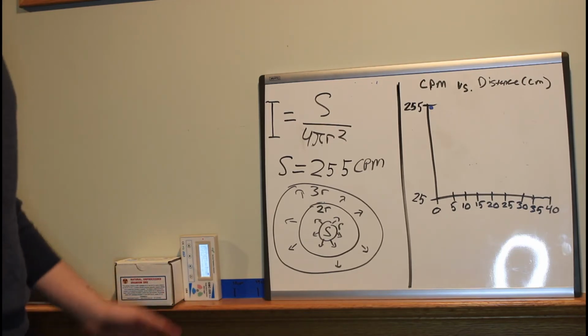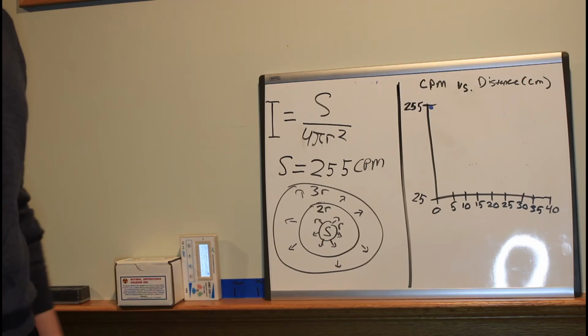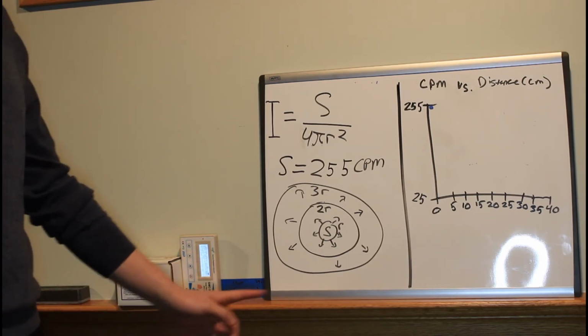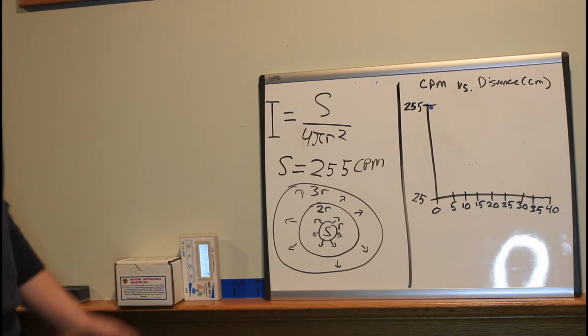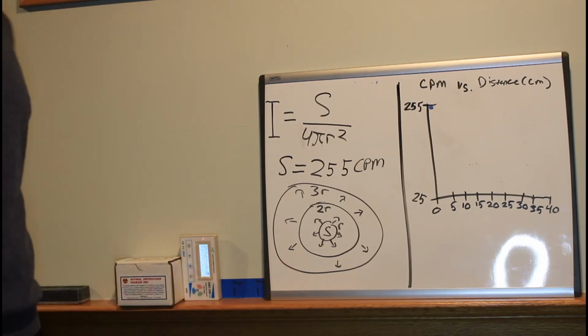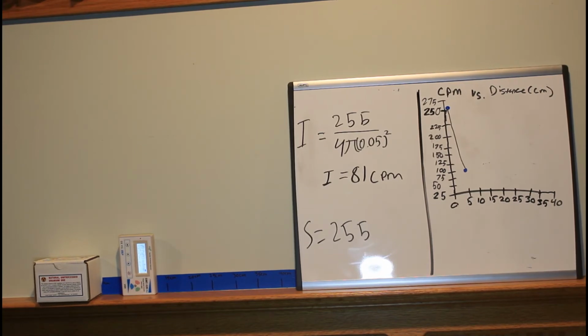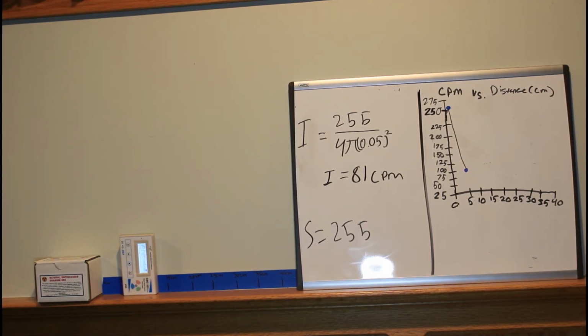I'm going to save you the pain of having me graph out every single 5 centimeter distance of separation from our source, but I'll show you a few more as well as our final distance of separation on this ruler here. Okay, so we've just graphed 5 centimeters of separation. Now our calculated expected intensity is about 81 counts per minute, but in actuality our average was found to be about 96 counts per minute. So we've graphed that. Let's move on to a few more points.